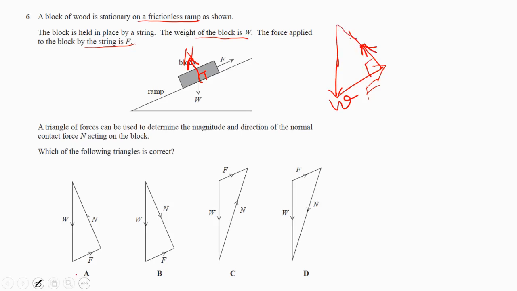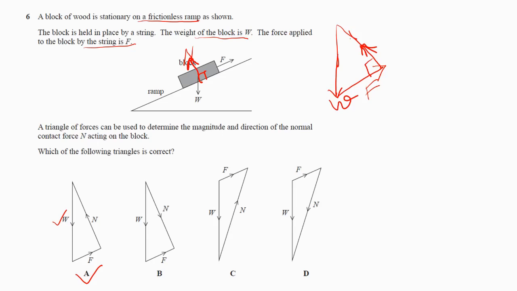Which diagram? Diagram A shows the correct triangle of forces. The weight of the body is acting vertically downward. It is absolutely right. Then the applied force from the string is parallel to the plane. It is again right. And the normal reaction is perpendicular to the plane and towards the body. It acts upon the body. It is a free body diagram of our block.